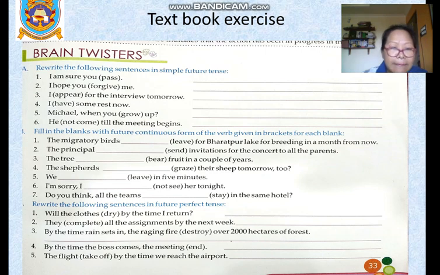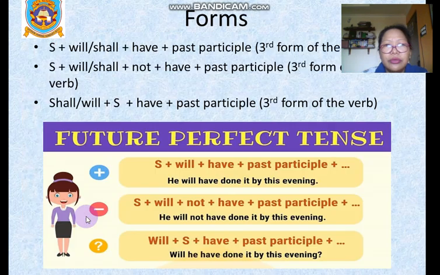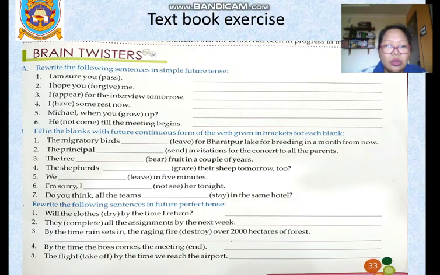Then rewrite the following sentences in future perfect tense. This is what we have learned today. Future perfect tense. The rules for future perfect tense: subject, will or shall, have, and the past participle. Correct? So this is, will the clothes dry by the time I return?